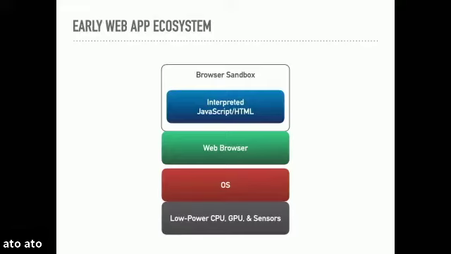When we first developed Lumina for the original iPhone, this is what the web-based ecosystem looked like. You had your low-power CPU, you had your OS, and then you had a web browser running on top of the OS and a browser sandbox where interpreted JavaScript and HTML was isolated and protected for security reasons, but it also prohibited you from creating any interesting or fun or unique app experiences. So yeah, web apps at the time kind of sucked. But something changed over the years.